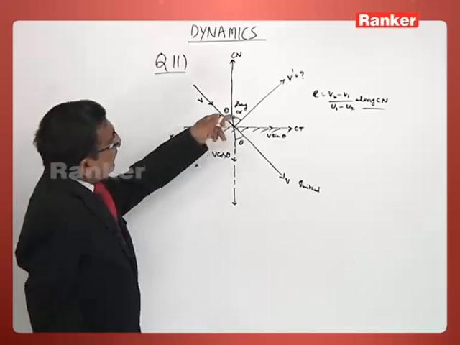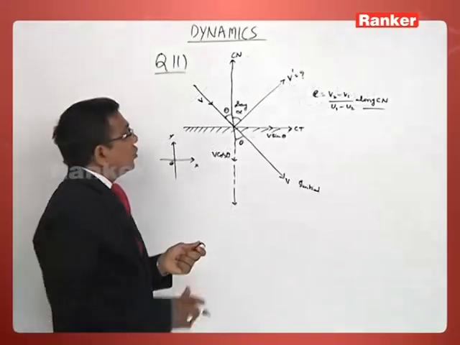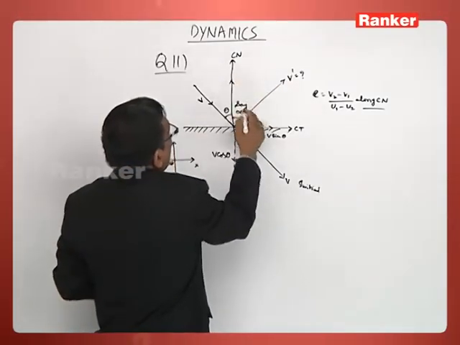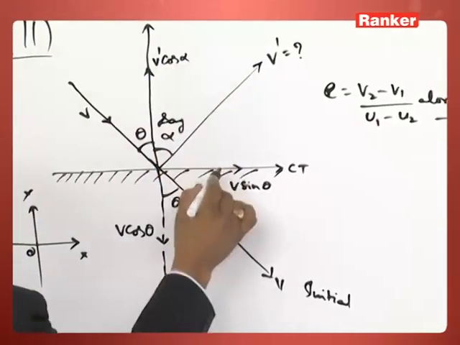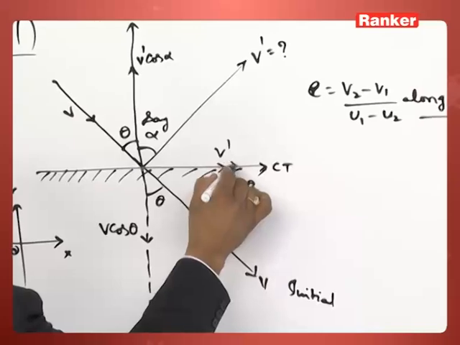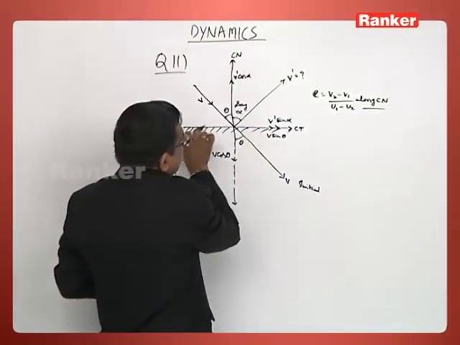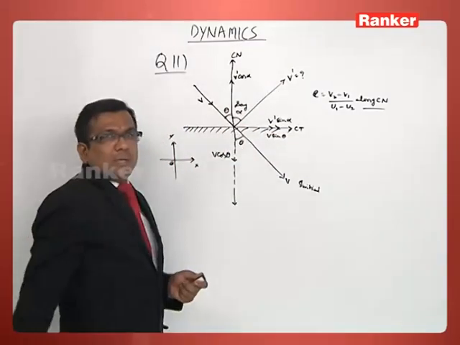Next, it is reflecting and moving in this direction with a velocity v prime at an angle alpha as we have assumed. And now again you resolve this into two components. This component will become v prime cos alpha and this component will become v prime sin alpha. So these components are along the common tangent direction, these components are along the common normal direction.